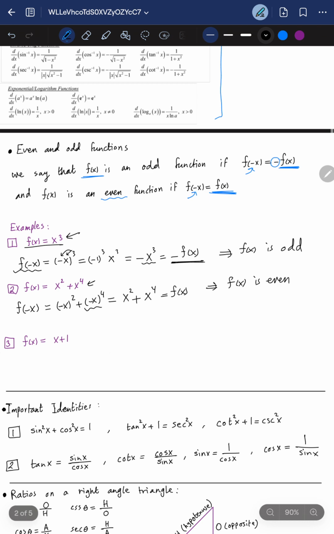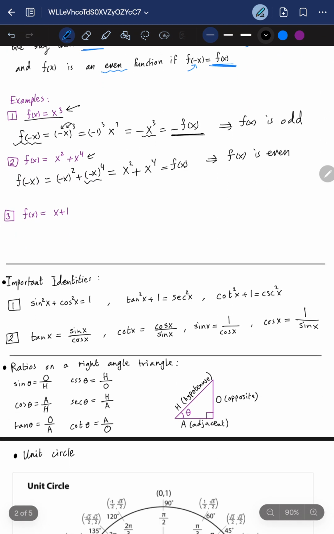And lastly, if we try the third example, once we plug in negative x inside of it, we're going to get negative x plus 1. So here the problem is, no matter what I do, whether I take a negative as a common factor, I'm not going to get the original function that I started with, which is x plus 1. So in this case, we say that the function is neither odd nor even.